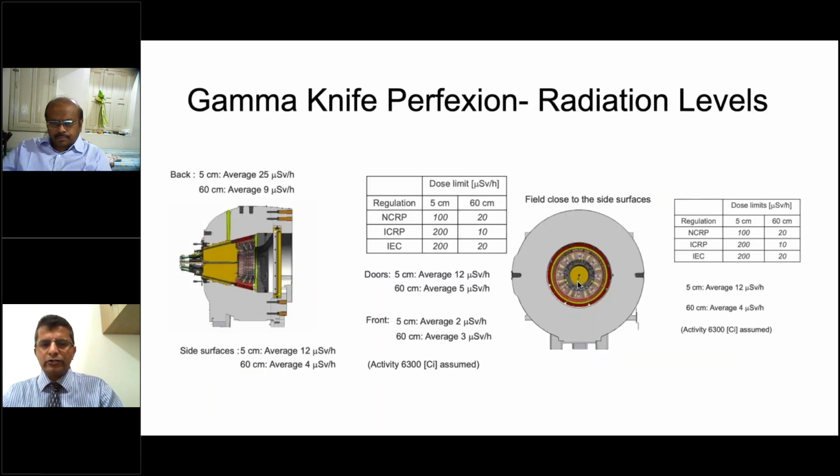So what about the radiation safety? These are the radiation levels surrounding the gamma knife Perfexion at different locations.